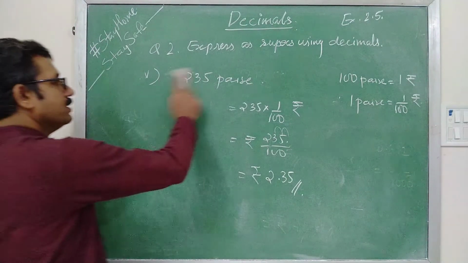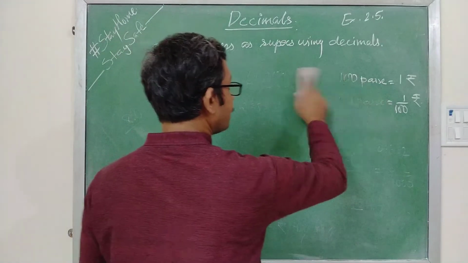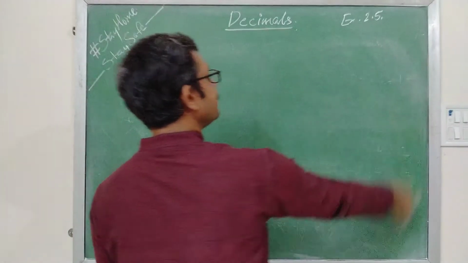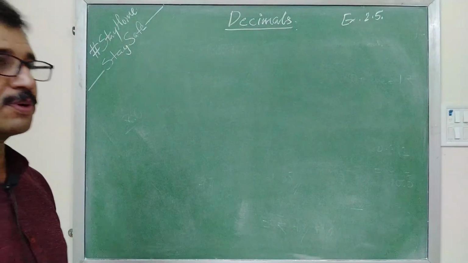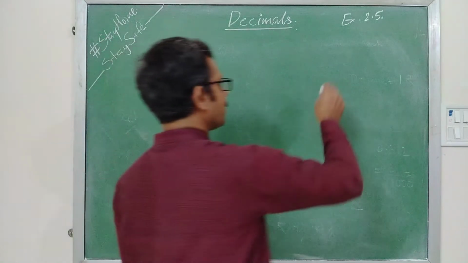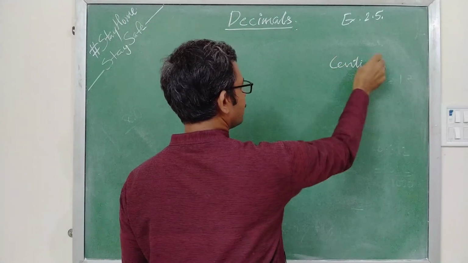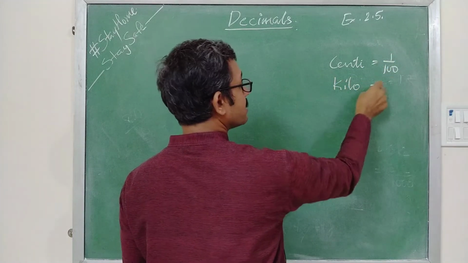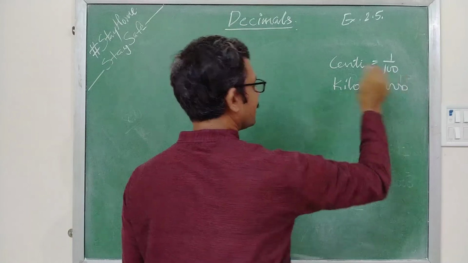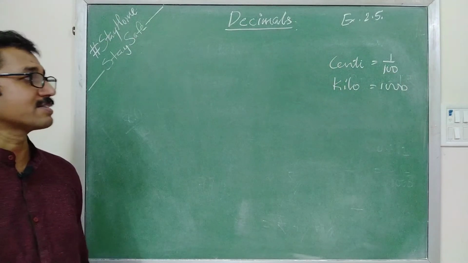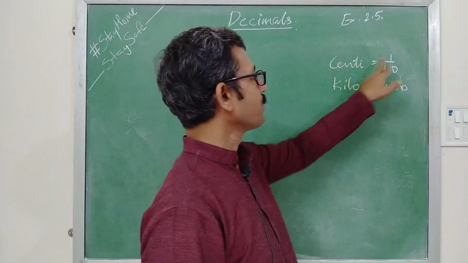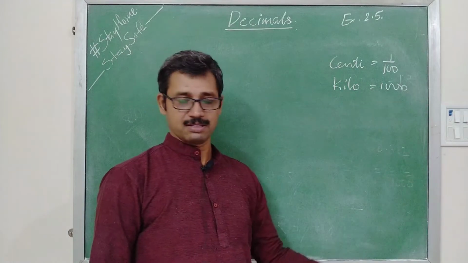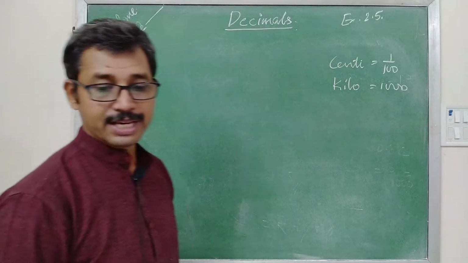Now these are very important, that is centimeter, kilometer, etc. Centi means 1 upon 100. You can remember this. Kilo means 1000. These are things we can easily remember. Whenever you remember centi, you can write it as 1 upon 100. Whenever kilo, it means 1000. Easy to understand. Now here it is: express 5 centimeter.